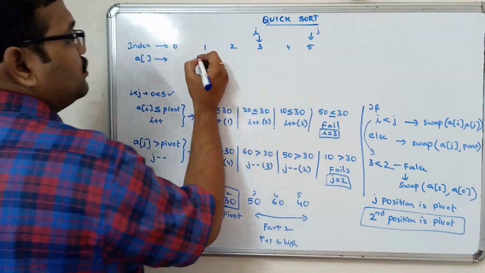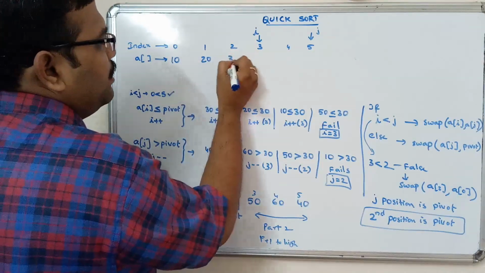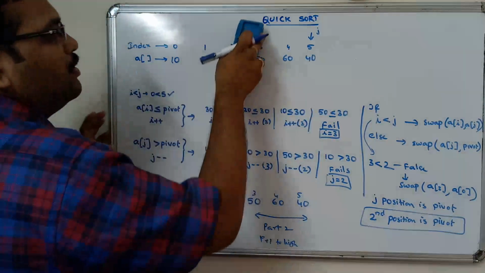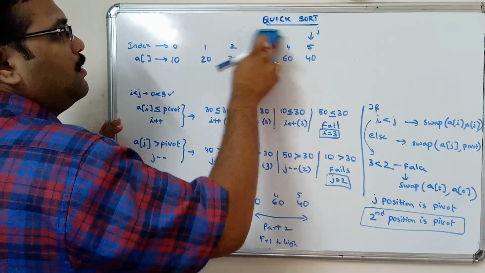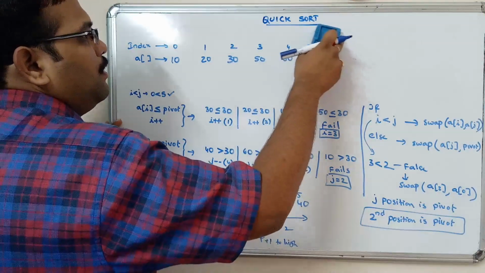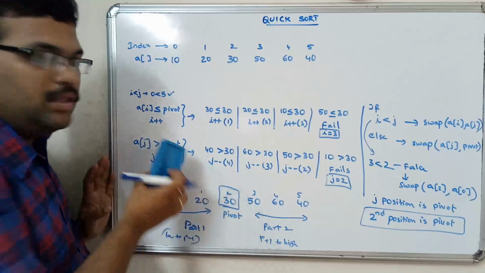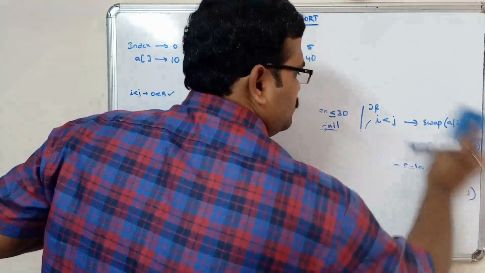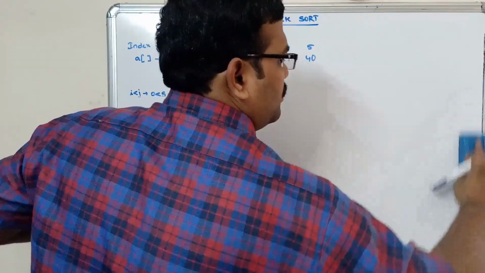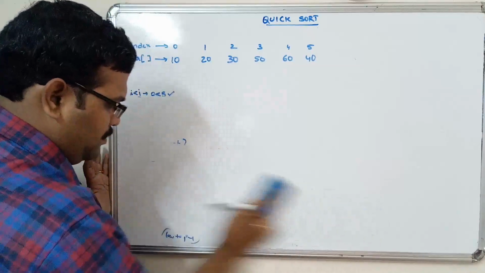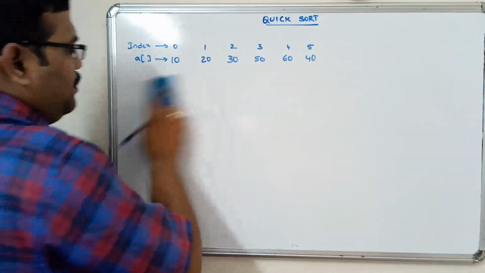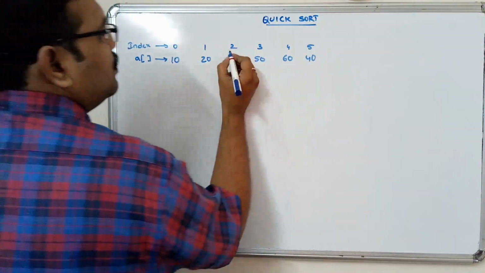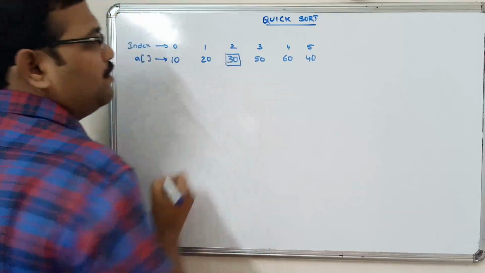I will write down here. So 10, 20, 30, 50, 60 and 40, right? So I will erase all these things. So first recursion, this is about the first recursion. Now, this is the pivot element, okay, fixed.